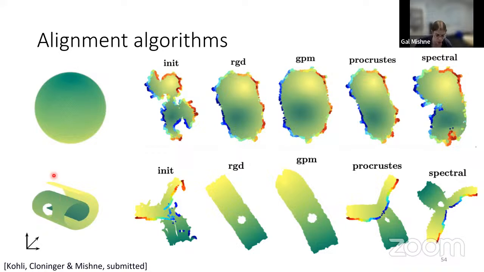So here, for example, with the Swiss roll with a hole, Procrustes or the spectral solution to the alignment problem don't even converge to a nice solution, but rather preserve a tear in the embedding and aren't able to recover the flattened out Swiss roll.